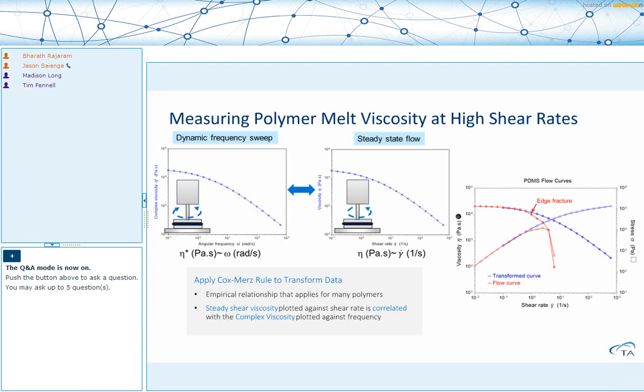By applying Cox-Mertz and converting a frequency sweep, we can see that we can now access shear rates as high as about 500, 600 inverse seconds, almost 2-3 orders of magnitude higher than what's accessible through traditional testing alone. And there is also good overlay between these two plots, which gives us confidence that the Cox-Mertz rule works for this type of material, and it's been applied to several different types of polymer melts.